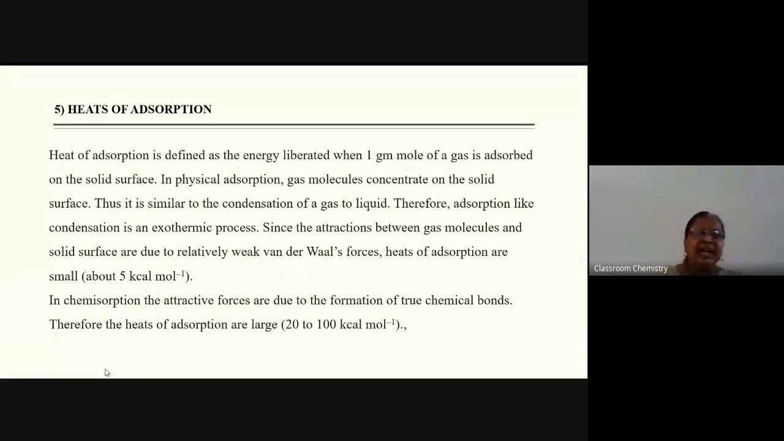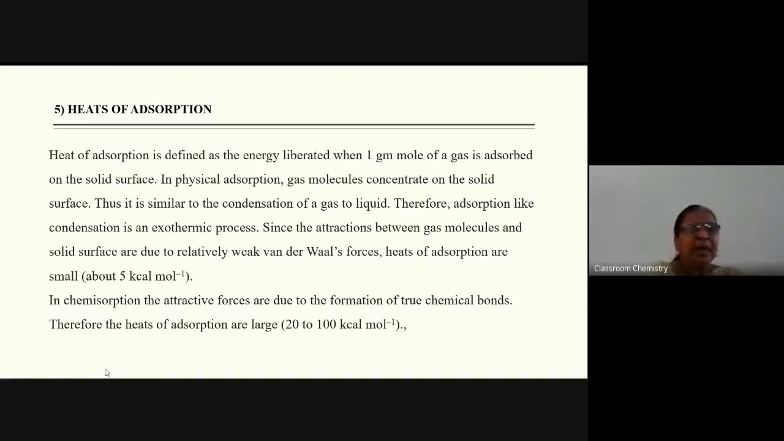In chemisorption, the attractive forces are due to the formation of chemical bonds between adsorbent and adsorbate. Chemisorption मध्ये मात्र जे फोर्सेस ऑफ अट्रॅक्शन आहेत, म्हणजे ऍडसॉर्बेट आणि ऍडसॉर्बंट मध्ये जे फोर्स ऑफ अट्रॅक्शन आहेत त्या दोन्ही मध्ये केमिकल बॉन्ड तयार झालेला आहे. हा केमिकल बॉन्ड हा स्ट्रॉंग आहे, म्हणजे अट्रॅक्टिव्ह फोर्सेस आर व्हेरी स्ट्रॉंग अँड देअरफॉर द हीट ऑफ ऍडसॉर्प्शन इज लार्ज, about 20 to 100 kilocalorie per mole.